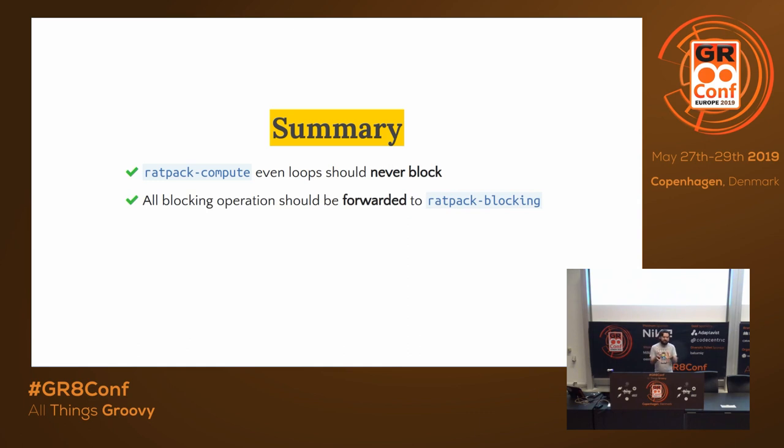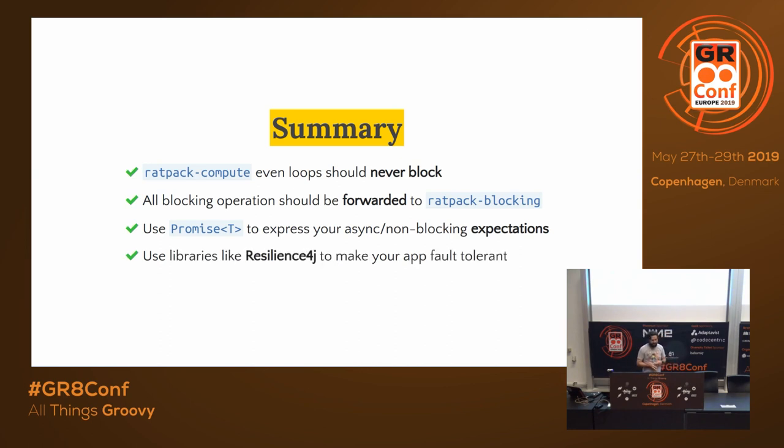As you've seen, it's pretty simple to perform those operations on the blocking thread pool. You can use your own executor service, your own thread pool, using different promise async operations. And this promise type is your friend to wrap all these asynchronous expectations. So you can use it for immediate values, and you can use it for asynchronous calls as well.